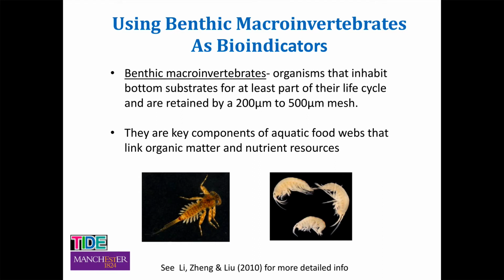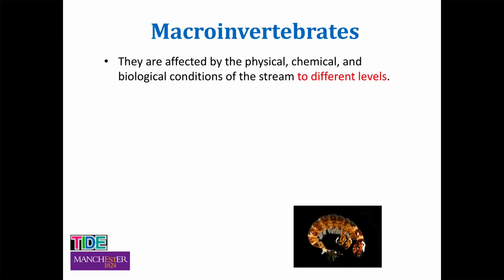These macroinvertebrates are key components of a food web, and they link organic matter because a lot of them eat the organic matter, and they're actually nutrient resources for other organisms in the food web. These macroinvertebrates are affected by the physical, chemical and biological conditions of the stream to different levels. So different organisms will be affected differently, as I said earlier, which is an important characteristic of a bioindicator.